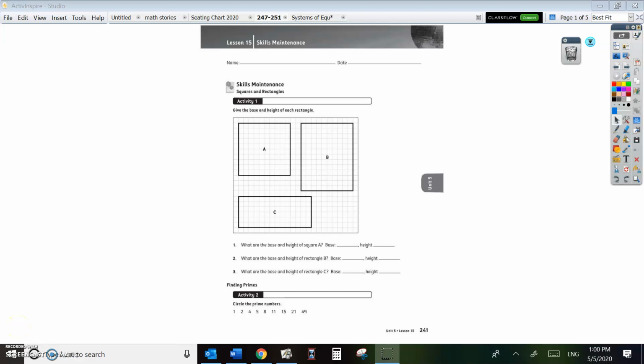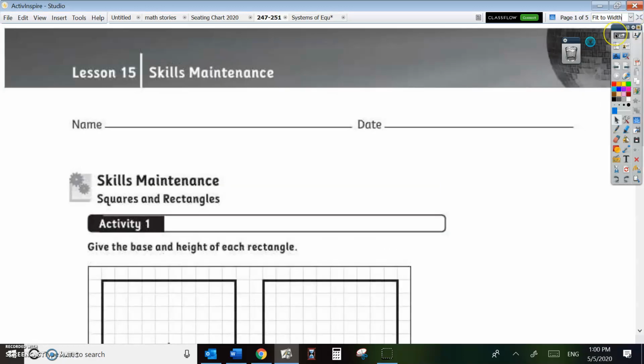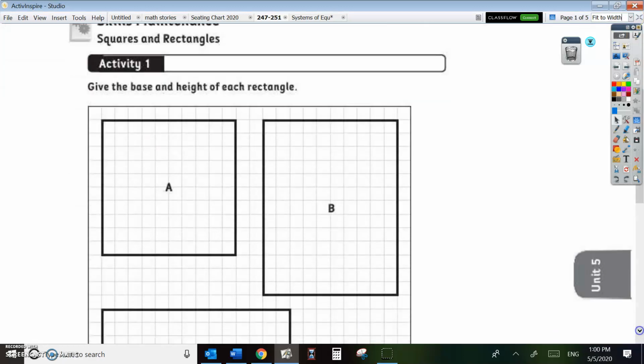Hello. Give the base and height of each rectangle. Let's zoom in so we can see them a little bit better and look at A. So 1, 2, 3, 4. Let's make some dots there.